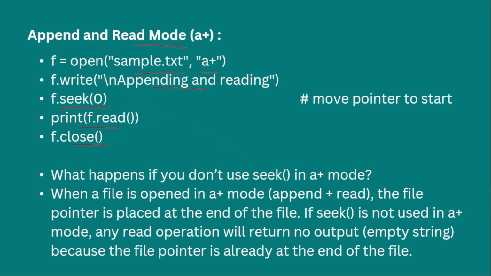So what happens if you don't use seek in A+ mode? When a file is opened in A+ mode, append and read, the file pointer is placed at the end of the file, right? If seek is not used in A+ mode, any read operation will return no output, an empty string, because the pointer is already at the end of the file. That is why we need to move the pointer to the starting of the file if we want to read the entire file from the start. So I'll just show you on PyCharm.